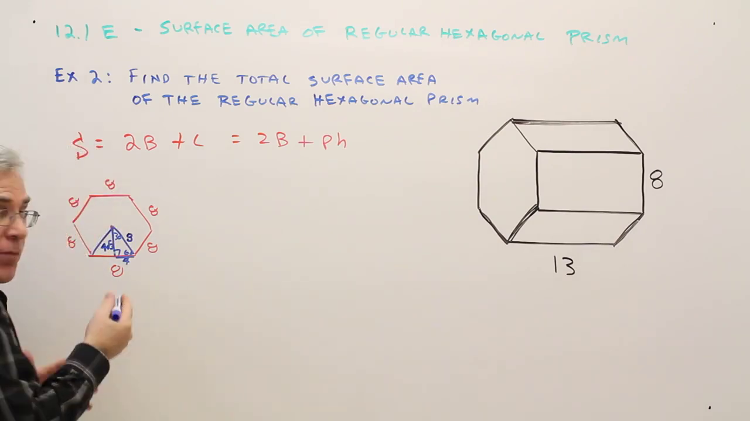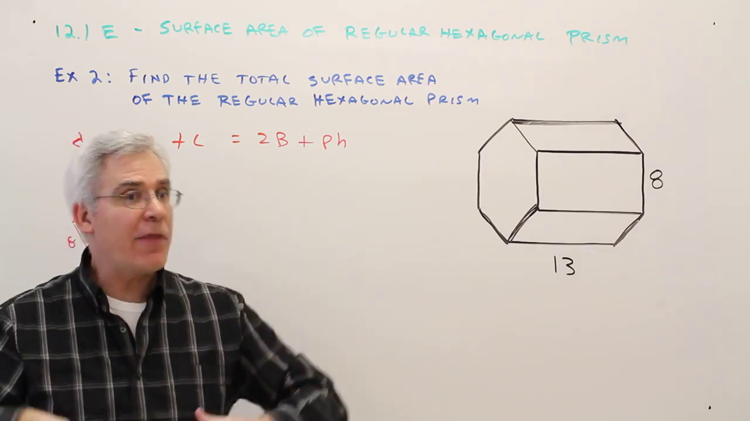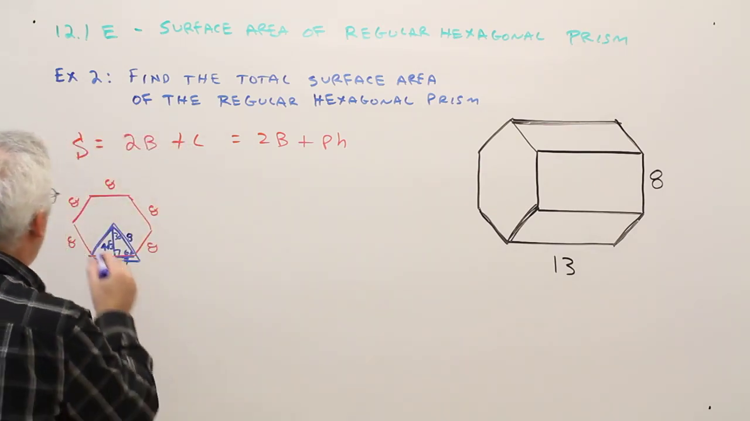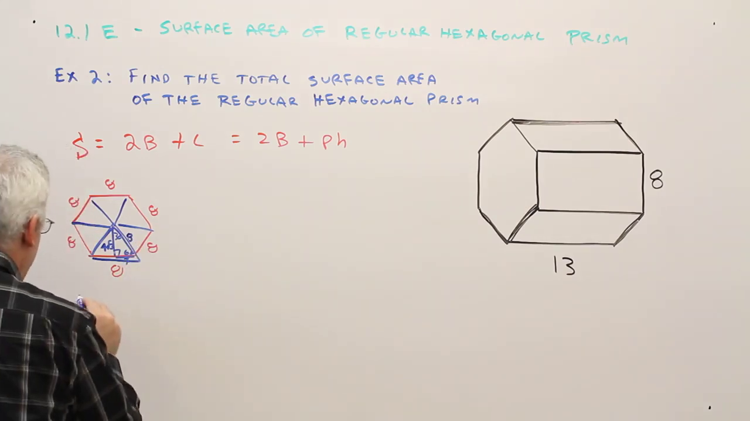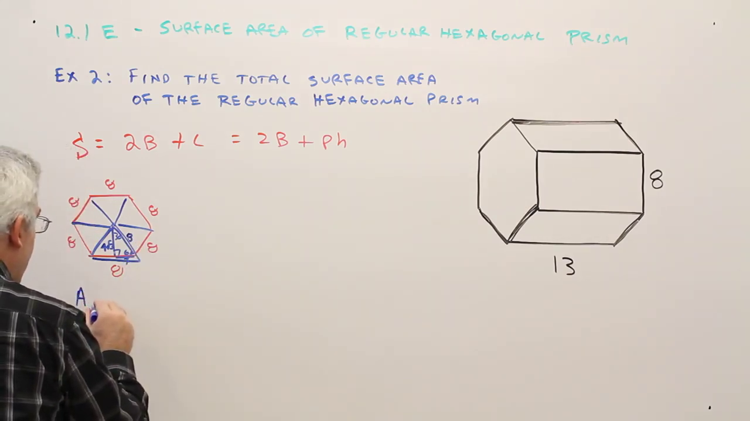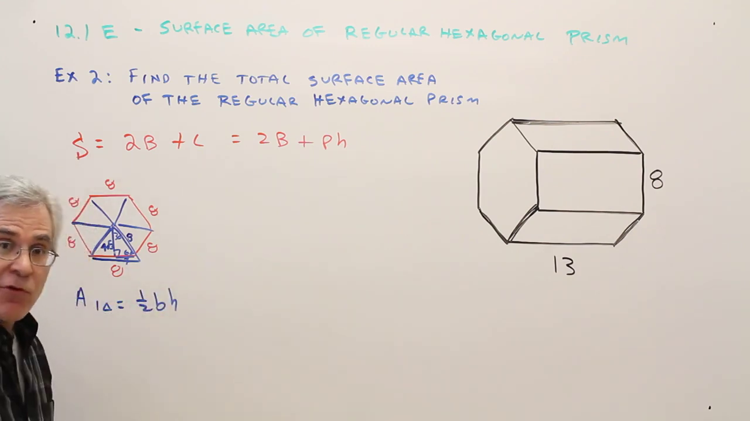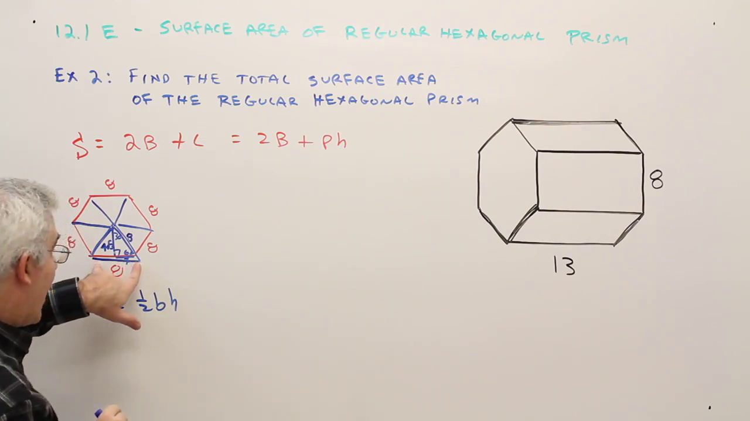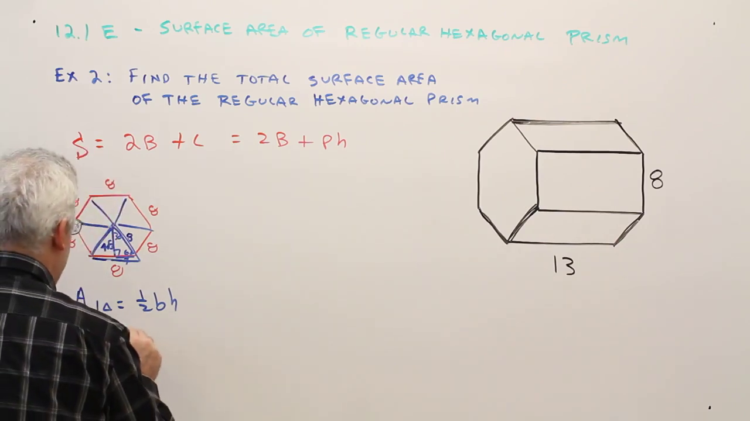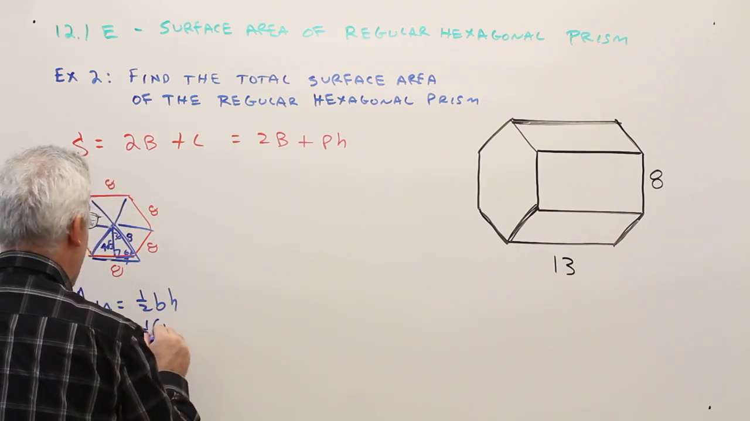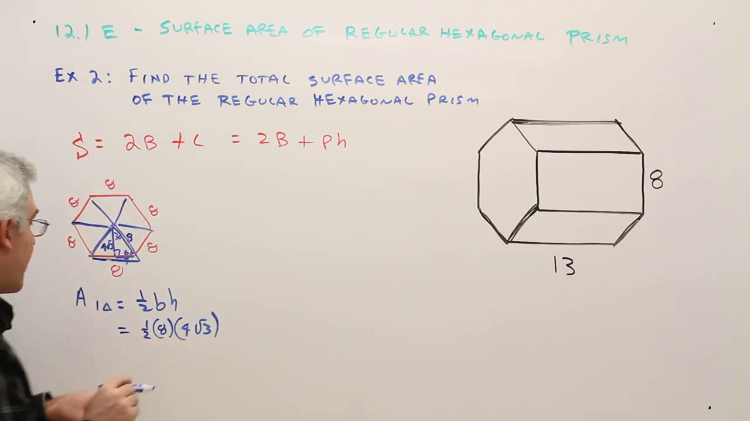So now what I'm going to do to find the area of the base, I'll just find the area of that one triangle and then simply multiply it by 6 to find out the area of the whole regular hexagon. So remember, the area of one triangle is going to be 1/2 the base of the triangle times the height. The base of that triangle is 8. The height of that triangle is 4 rad 3. So equals 1/2 times 8 times 4 rad 3, and that's going to be 16 radical 3.